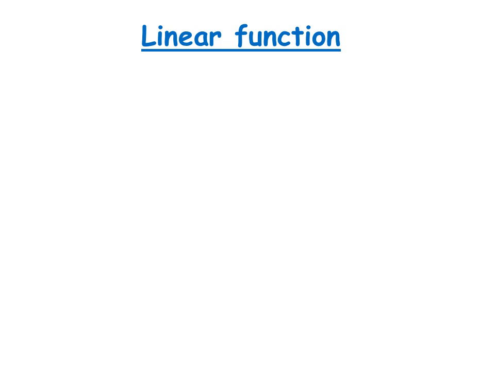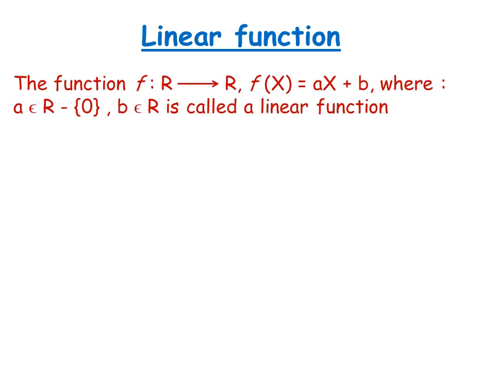So how can I represent linear function algebraically? First, we must know that the function f from R to R, from real numbers to real numbers. So the domain and the codomain are real numbers, so it's a polynomial function. And I can express a linear function as f(x) = ax + b, where a belongs to the real numbers except 0, as I want to save the term containing x power 1. So a can be any real number except 0. So this form ax + b is called linear function.